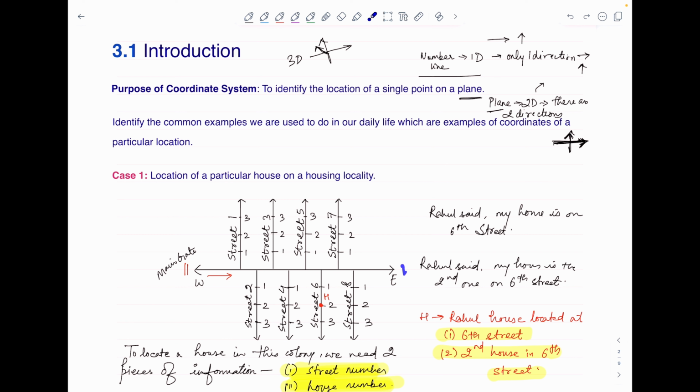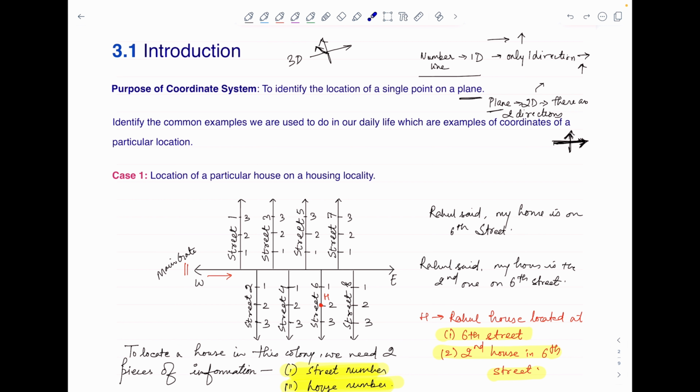But suppose the gate was on the east side. If you enter from that side, this is the first street, the second, the third, the fourth, the fifth, the sixth street. So if you change the location of the origin, the location of the streets also changes. So our main priority is to fix the origin first. We fix the origin at the main gate in the west side. From here we travel to the 6th street in the east direction, and from there we travel in the south direction to the second house to reach Rahul's home. Got my point?